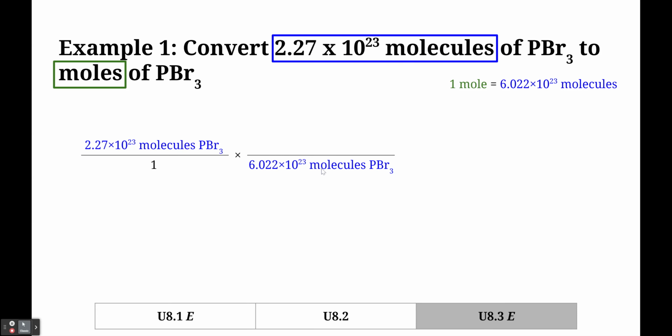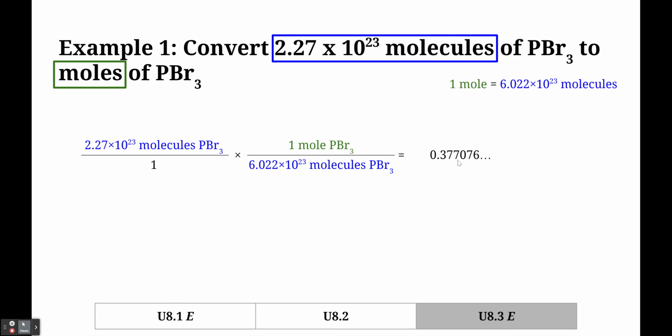So 6.02 times 10 to the 23rd molecules of PBr3 goes on the bottom because remember, we're trying to cancel out molecules. From there, we're converting into moles. So we put moles on top. And then we do our math, multiplying across the top, multiplying across the bottom, and then dividing what we get. So in this case, we get 0.0377076 and some extra decimals.